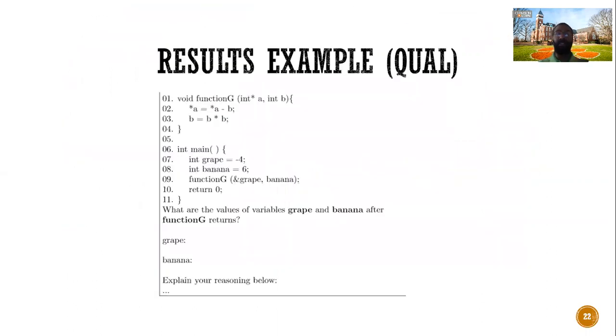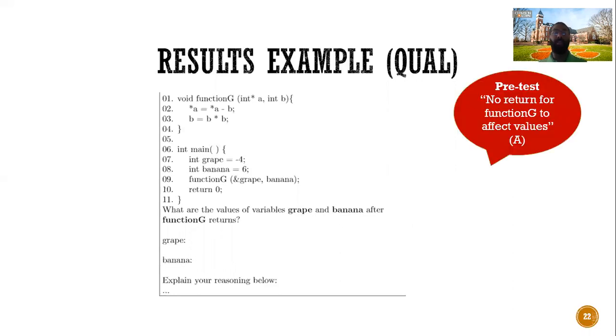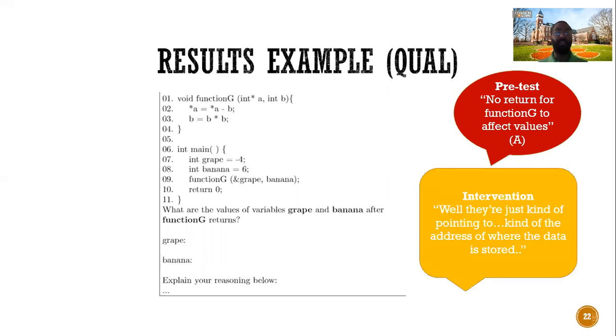Here is the same code, just in a different format. I'm going to walk through an example of one of the MBF groups, the treatment groups. It starts with, on the pretest, the student says no return for function G to affect the values. So they had that neither grape nor banana changed in terms of their answer, an incorrect answer, as well as reasoning along with it. Then during the intervention, the students are talking about pointers and what they do. And they say, well, they're just kind of pointing to the address where the data is stored.